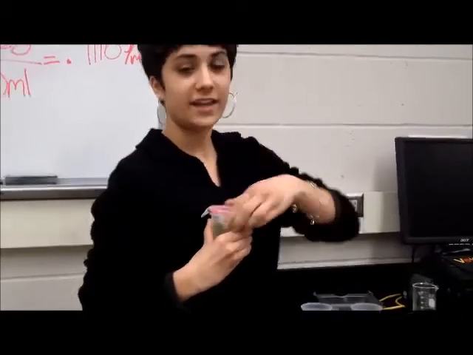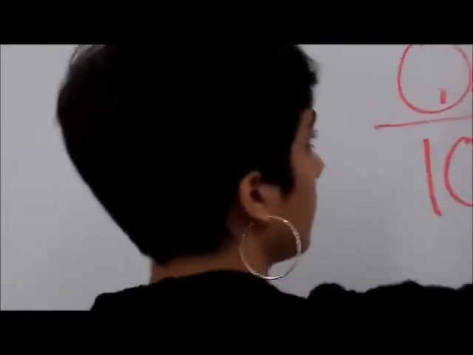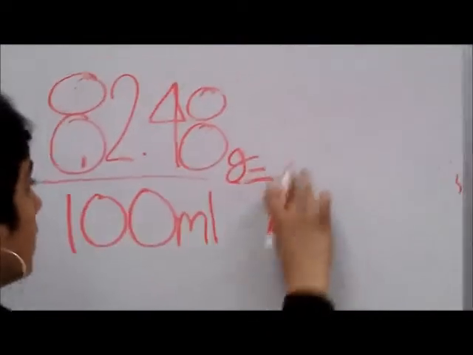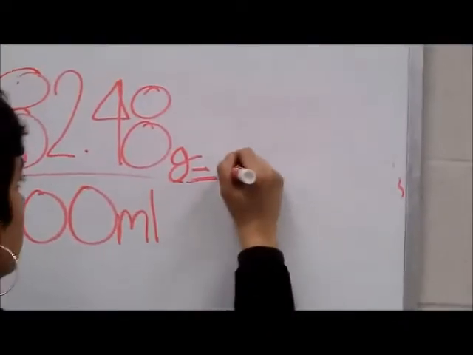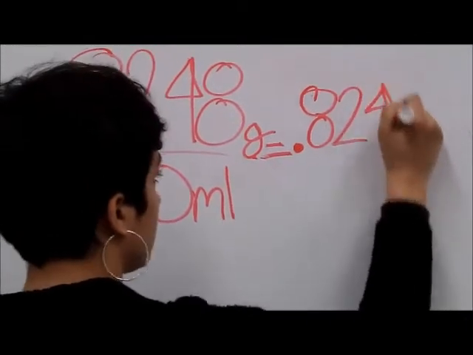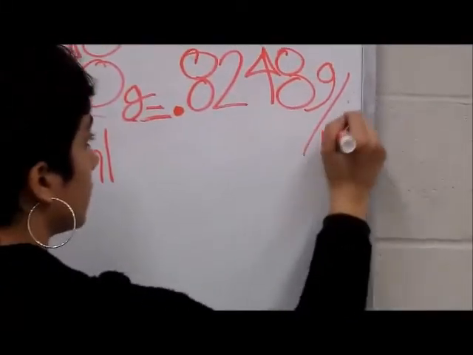This liquid we will be measuring is canola oil. Again, 100 milliliters. The mass of 82.48 grams. We will again divide it by the 100 milliliters, which will give us our final result in density of 82.8248 grams per milliliter.